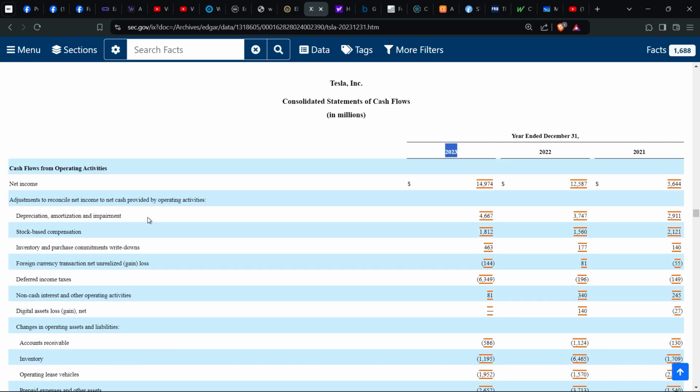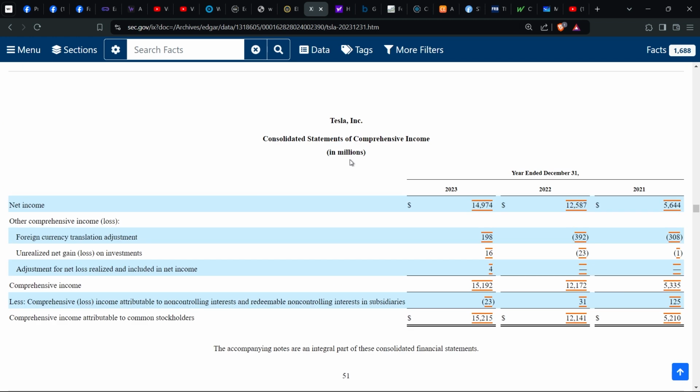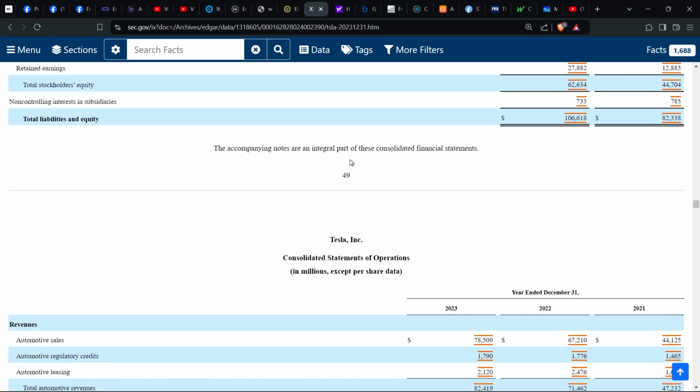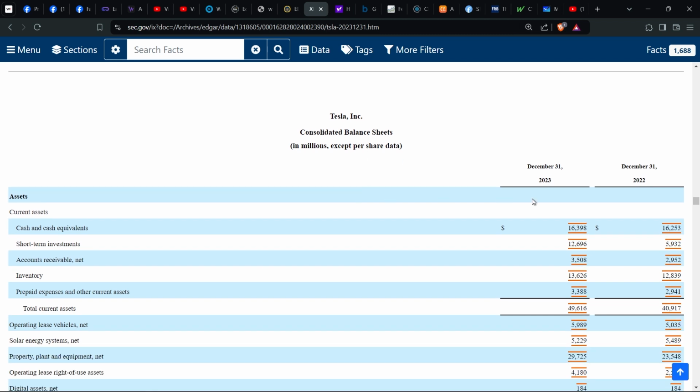So yeah, this is periodic. The statement of cash flow is periodic. The income statement, statement of income, statement of operations, these are also periodic statements, but the balance sheet is at a specific point in time. This is as of December 31st, at a specific point in time. That's important to note.